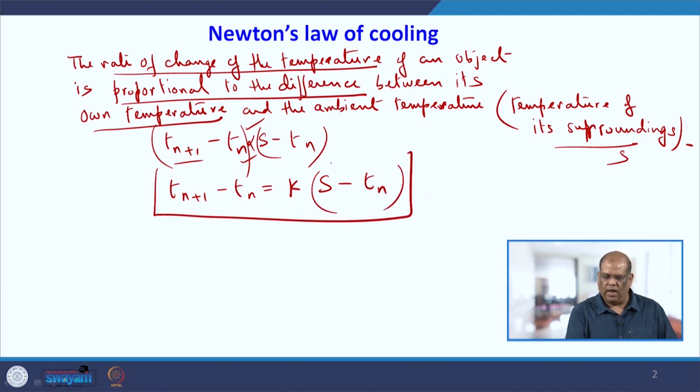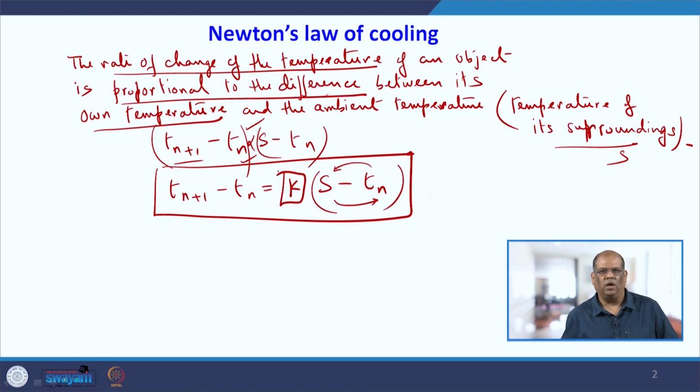So, you can write Tn plus 1 minus Tn equals some constant of proportionality K times S minus Tn. Now, one can ask, if I write Tn minus S, what will happen? Well, nothing will happen, it is proportional to the difference. Whether you write this one first or this one first really does not matter, because it will be taken care of by this constant of proportionality. If for one case it comes positive, for the other case it will come negative. So it will be adjusted, and you can take any one of them as the first and the second one as the second.